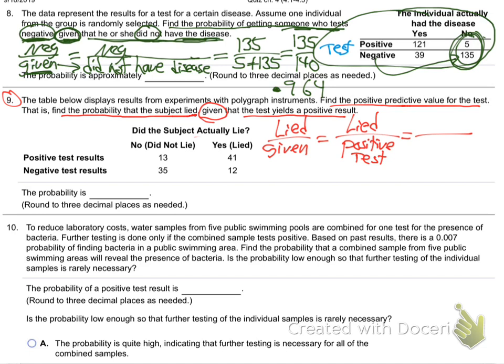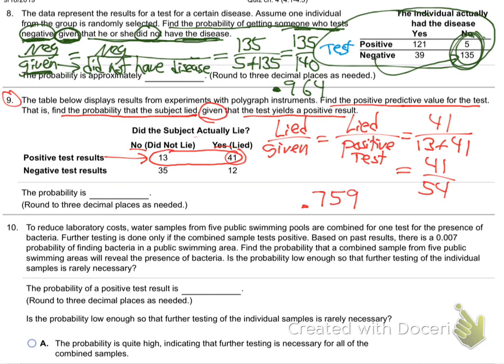So we're talking about people that got a positive test result. What's that? That's all these people, huh? All those people got a positive test result. So that's 13 plus 41. Among all those people, how many of those people lied? Did not lie, lied. 41. 41 out of those people. So what's that? That's 41 divided by 54. Divide that on your calculator. I'm getting 0.759. 0.759. That's the 3 decimal place answer on that one.